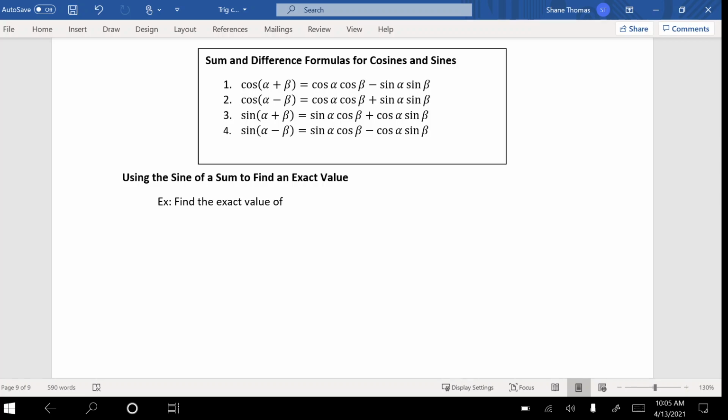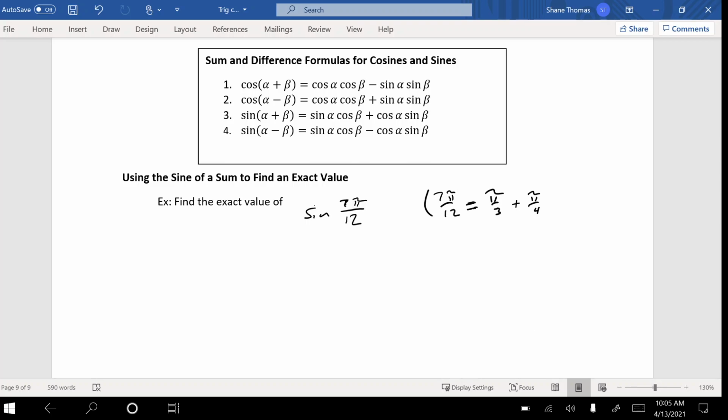All right. So we're going to use the sine of a sum to find an exact value. So we want to find the exact value of the sine of 7 pi over 12. Okay. 7 pi over 12. Is that going to be found on your unit circle? No, it is not. But I'm going to give you a little hint. 7 pi over 12 is equal to pi over 3 plus pi over 4.